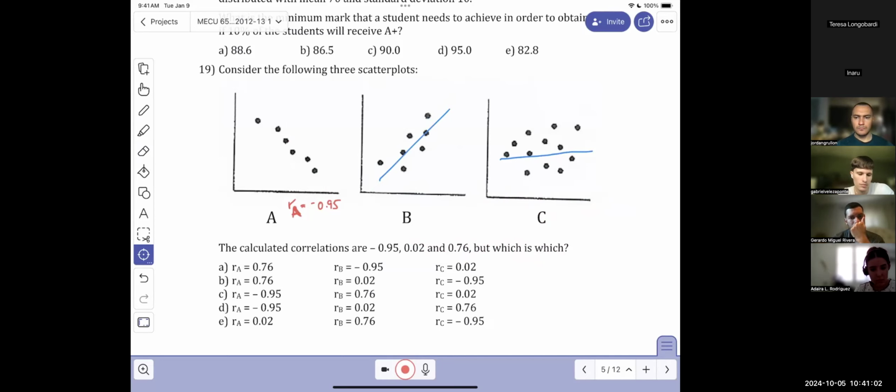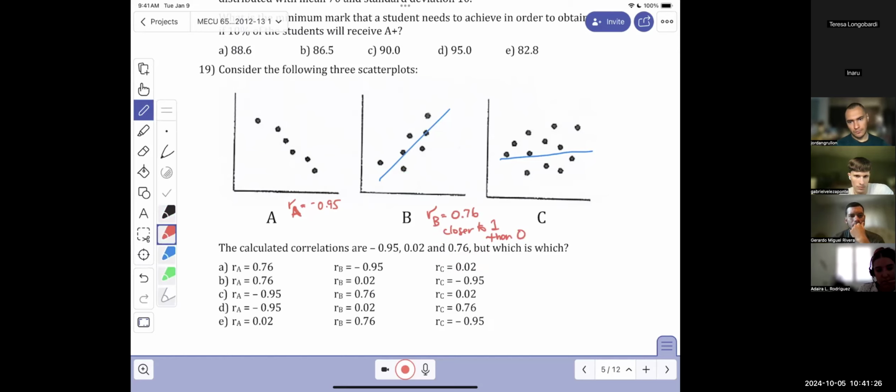So that means it would have the higher number if it's closer to the line. For the R, it's closer to the line, so RB will be closer to 1. Because it's positive, it's closer to 1 than it is to 0. But this one is closer to 0 than it is to 1. When you say that it's closer, you mean the amount of dots that the line is touching? No, I mean that the value R is closer to 0 in this case. It's a good question.